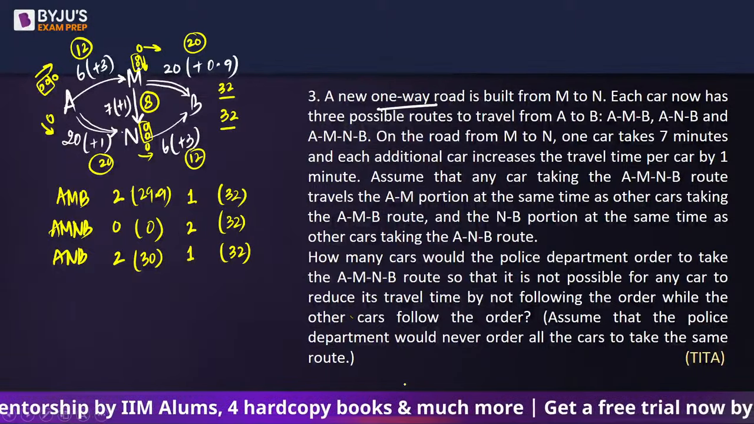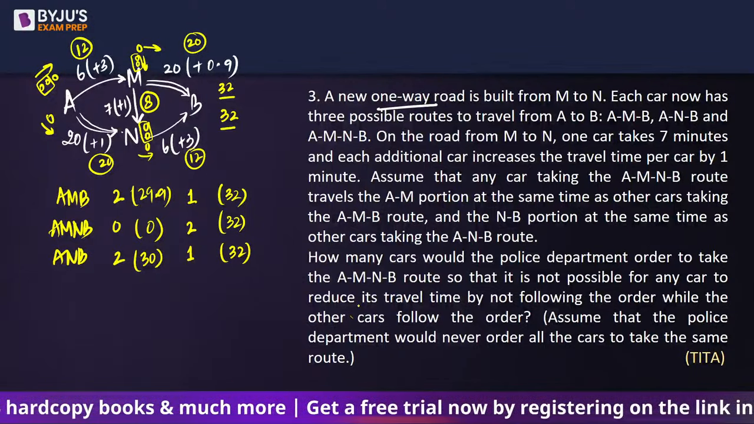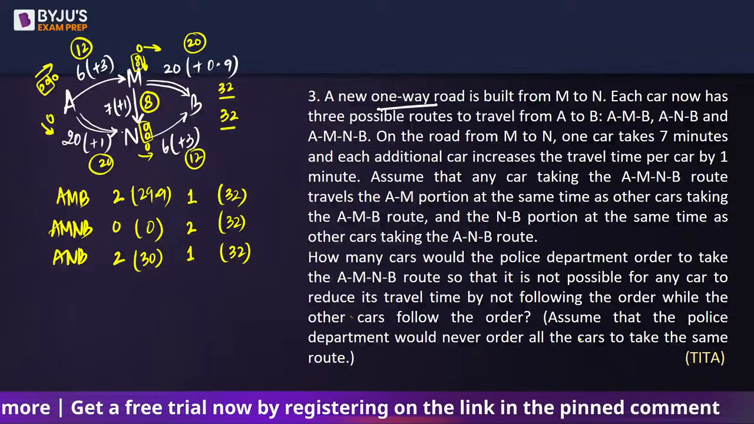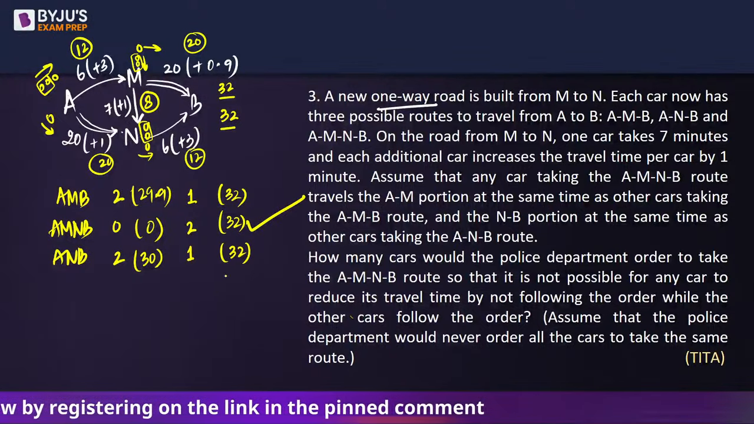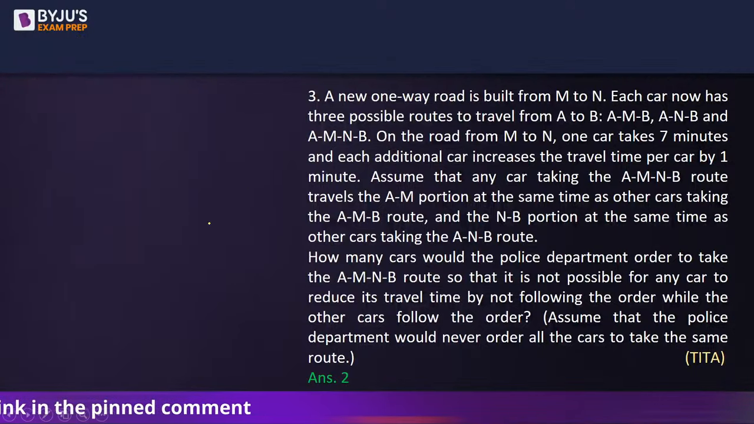So the question is, how many cars would the police department order so that it is not possible for any car to reduce its travel time by not following the order while the other cars follow the order? So can I say कि तीनों simultaneously पहुंचेंगे? So 2 cars should take A and B route. 2 cars.